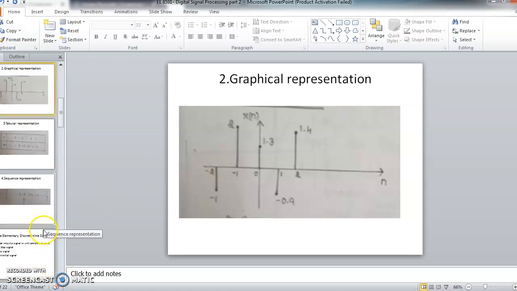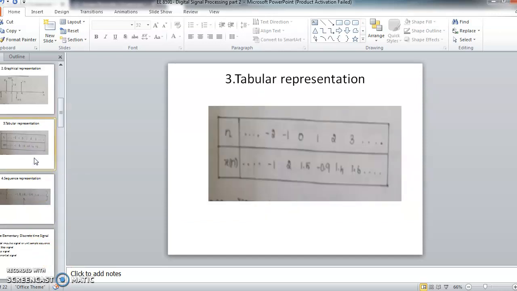Next one is the tabular representation, that is, the signal is represented in a tabular column. Here two columns are there, one for n and another for x of n. The values of n are given in the first row and the values of x of n are given in the second row. This is the tabular representation.